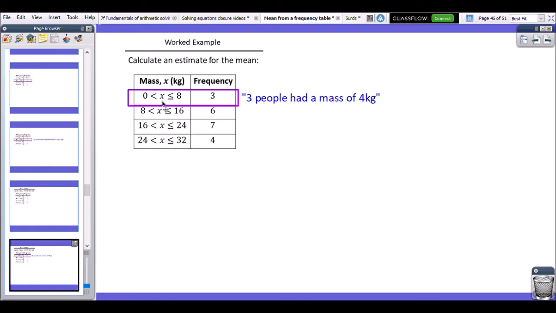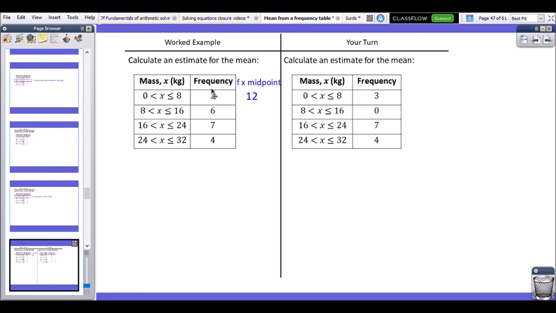So I'm estimating. If I don't know, I'm just going to take the middle value, and that's my best guess, effectively the best way I can estimate. So instead of what I did last time, I'm now going to do my frequency times the midpoint. I'm effectively saying, if 3 people had a mass of around 4 kilos, taking the midpoint, that would give me a combined mass of 12, because 3 times 4 is 12.